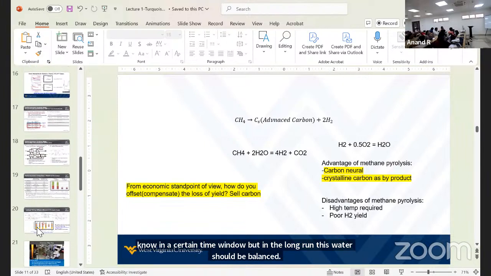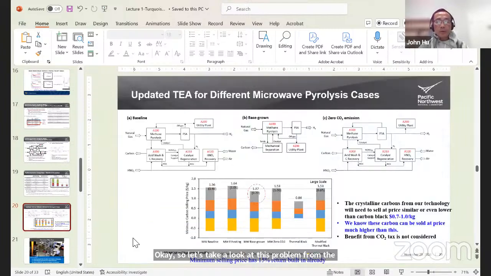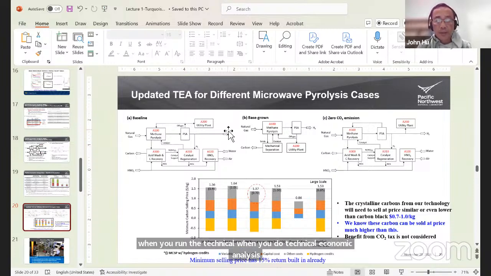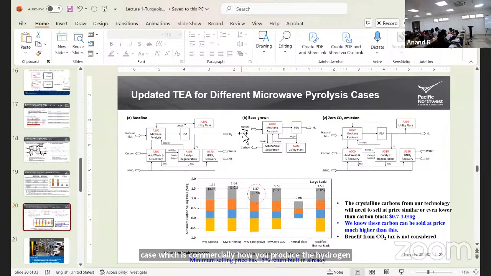Make sense? Okay. So let's take a look at this problem from a different angle. This is a very complicated process flow diagram. Again, when you do technical economic analysis, you need to have different scenarios. Base case, which is commercially how you produce hydrogen from natural gas, and then you have B and C, the two different cases.